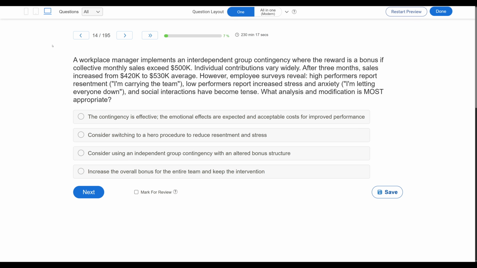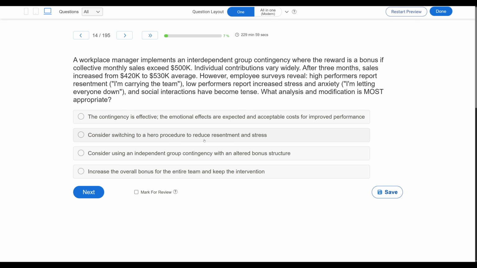A, the contingency is effective. That's true. Emotional effects are expected and acceptable costs for improved performance. I don't know if acceptable is the right word, right? Is there a better way to go about it without having your entire team suffer from resentment and anxiety? B, consider switching to a hero procedure to reduce resentment and stress.